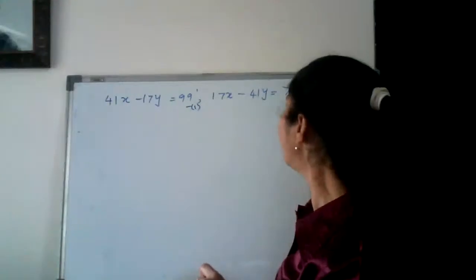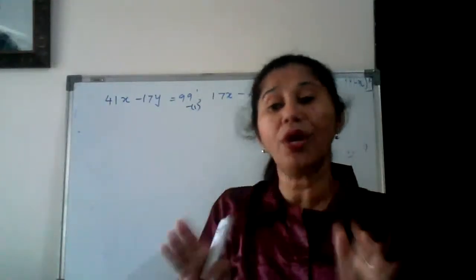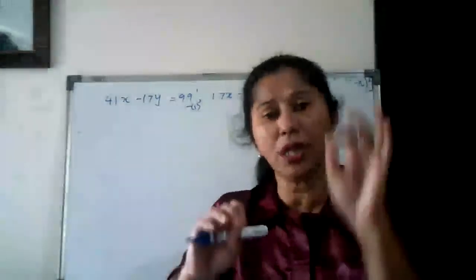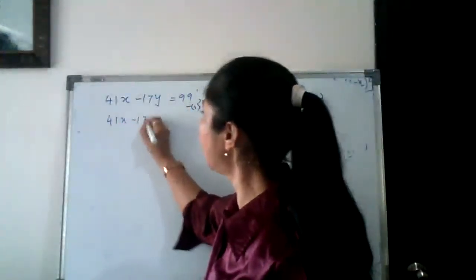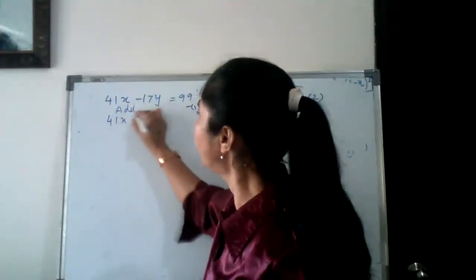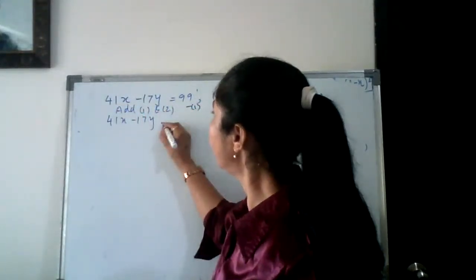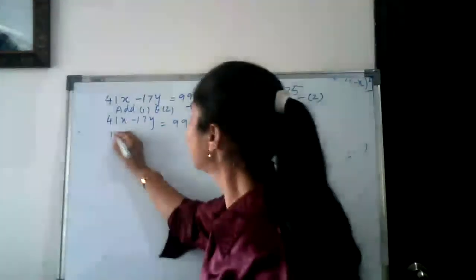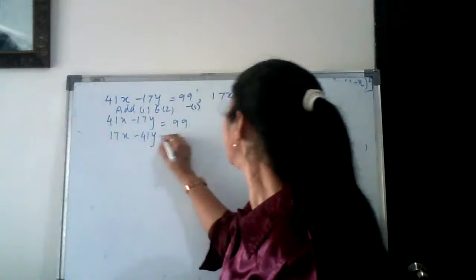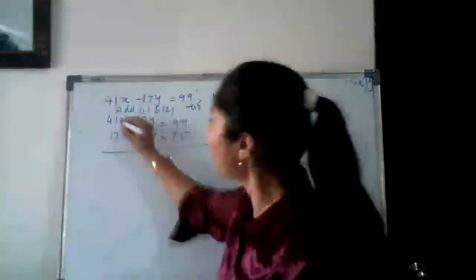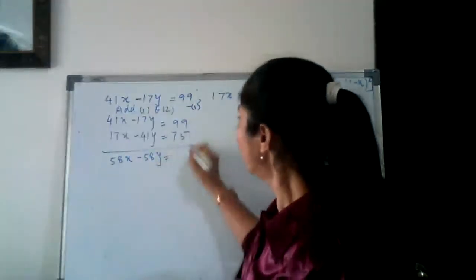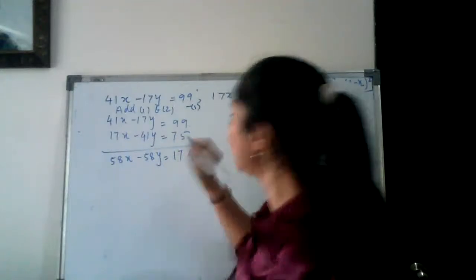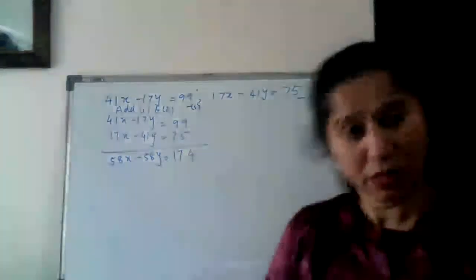Take equations 1 and 2. First you add both the equations. Don't multiply, don't do anything, simply you have to add those two equations. Okay, so if I add these two equations, 41x minus 17y, adding 1 and 2, 17x minus 41y is equal to 75, so what do I get? 58x minus 58y is equal to 174.